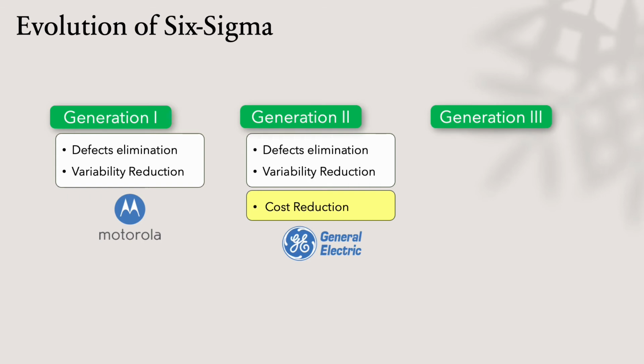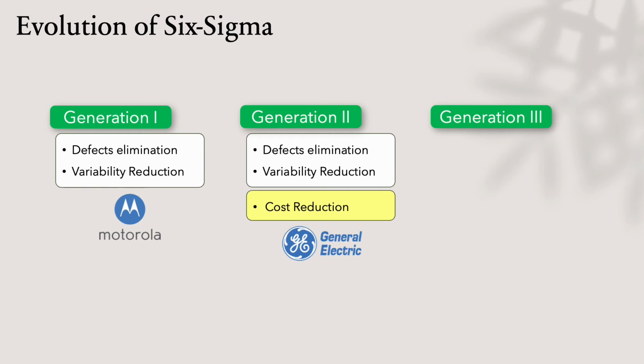Motorola developed it in 1986, and General Electric adopted it in 1995, so almost 10 years after that. They improved it by introducing another very important aspect, cost reduction, to gain financial benefits for their company. So they had three aspects of focus in generation 2.